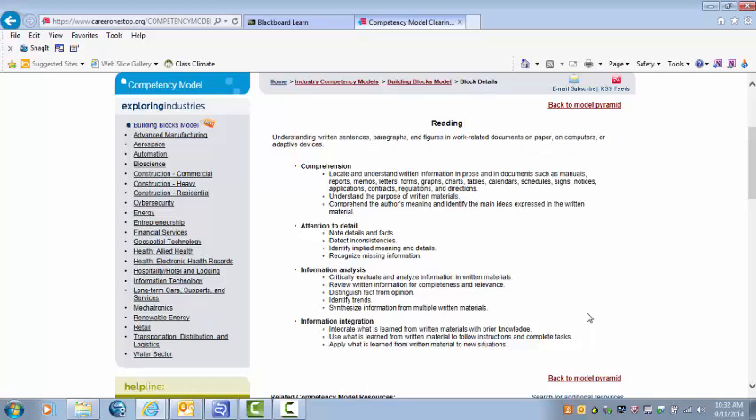For example, the last bullet point under information analysis can be stated as a course learning outcome by adding "students will" in front of the statement. So your course outcome would be "students will synthesize information from multiple written materials."